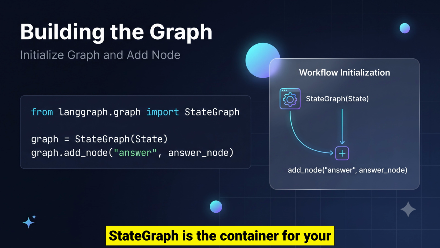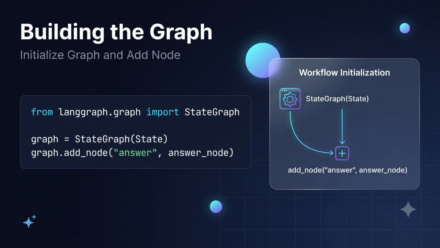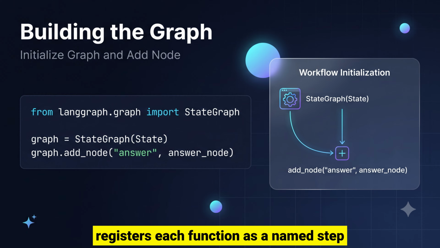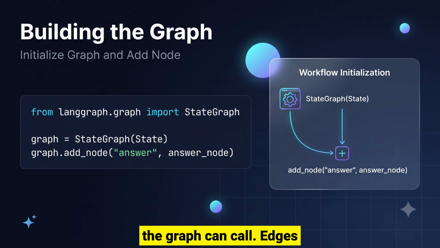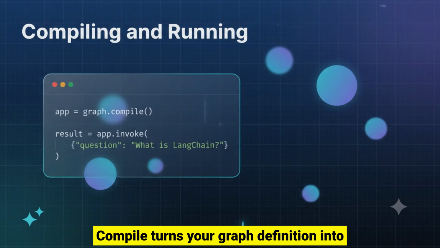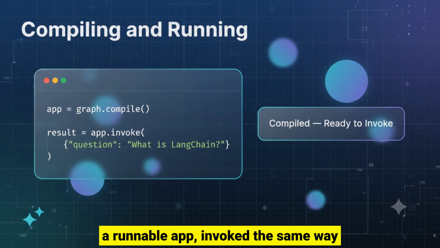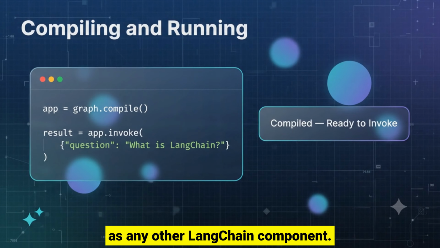StateGraph is the container for your whole flow. add_node registers each function as a named step the graph can call. Edges define the path between nodes. Here, execution starts, runs the answer node, then ends, the simplest possible graph. Compile turns your graph definition into a runnable app, invoked the same way as any other LangChain component.